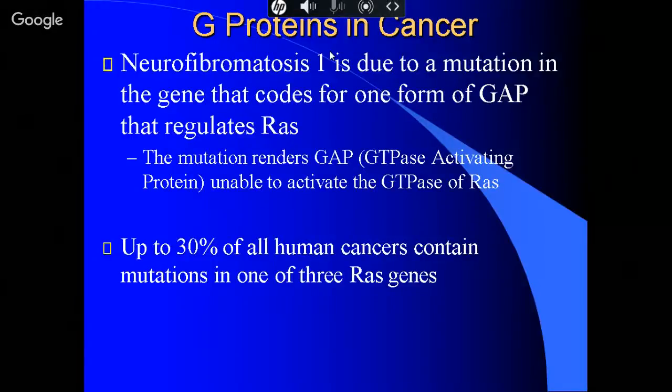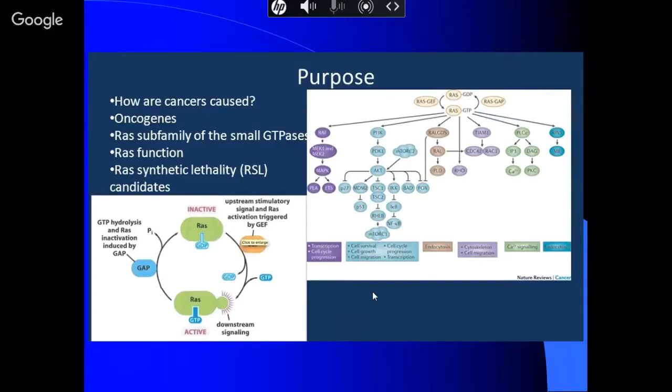Neurofibromatosis is a mutation in a GAP protein that regulates RAS. You can't escape this. Up to 30% of all cancers involve RAS oncogenes. What they do is screw up the regulation of the G protein. They turn the G protein on and leave it on. Once it's turned on, it just keeps dividing. The cell keeps dividing, which is what the cancer is. It's dividing because the GTP hydrolysis has been prevented. The regulation of the basic G protein has failed, and so you end up with a perpetually dividing cell, which is cancer.